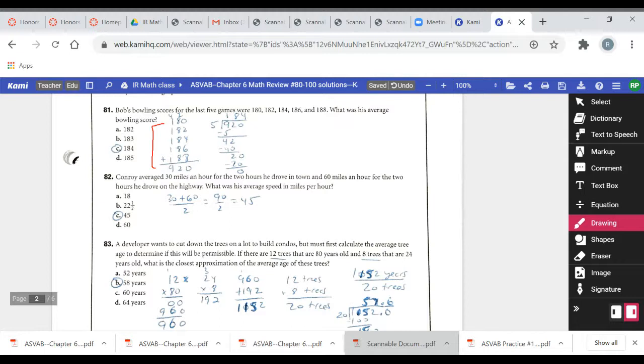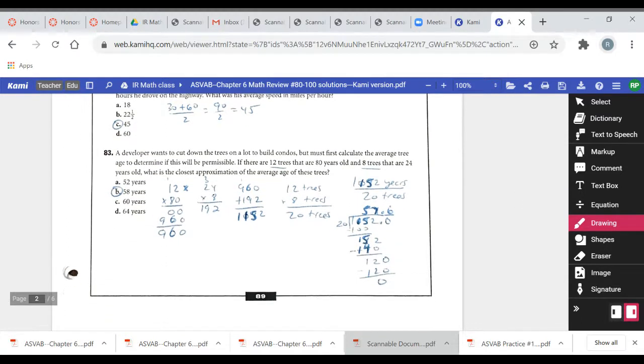Then I divided by how many numbers there were, which is 5, and got an average of 184, which was C. On 82, it's saying that Conroy averaged 30 miles an hour for the 2 hours he drove in town and 60 miles an hour for the 2 hours he drove on the highway. What was his average speed? Because he drove for 2 hours at each speed, I could just add the 2 up and divide by 2 to get 45, which is C. If he had driven the different speeds for different amounts of time, it would have been a little more complex. But in this case, we could just average the 2 together.